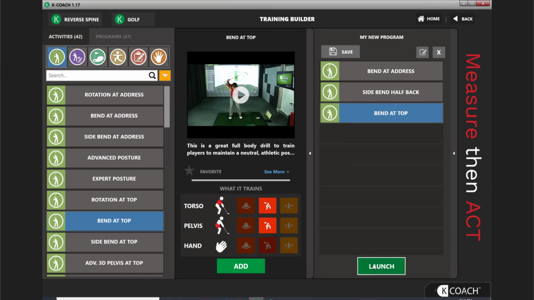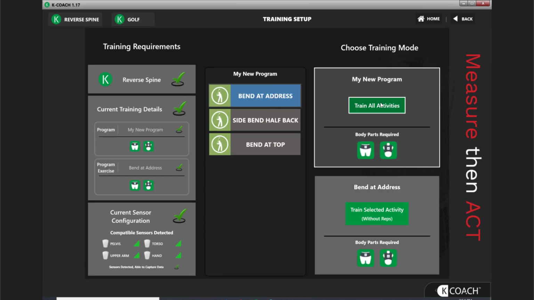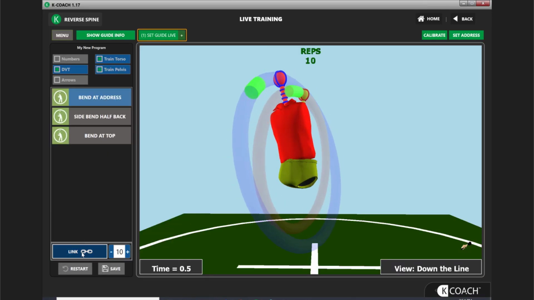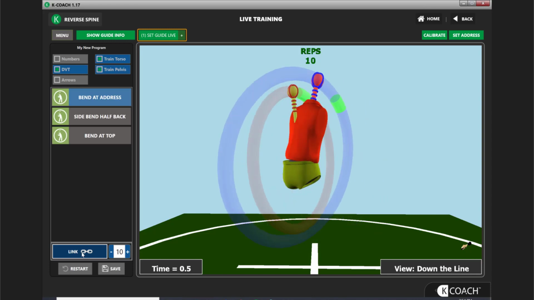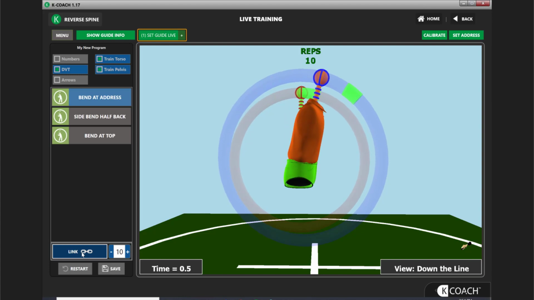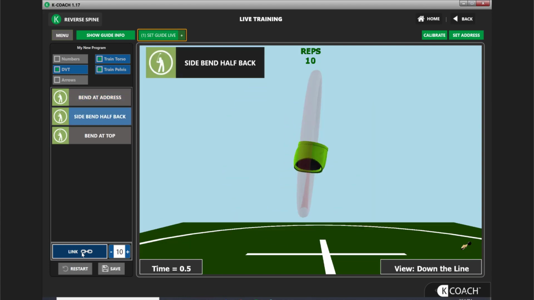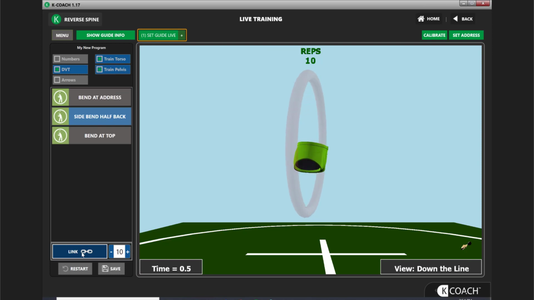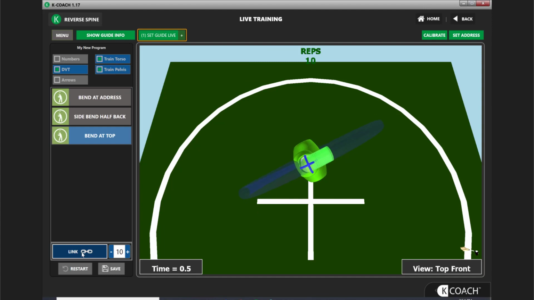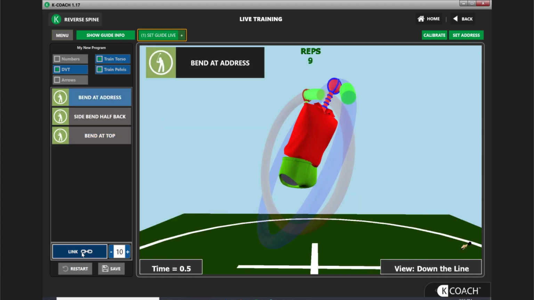I'm going to launch this. Train all activities. It's linked already. So I'll just step in. I'll go ahead and get my posture first. Okay, and then as I work the club back, okay, that's halfway back for me. And then from there, I'm going to rotate up to the top of my swing and try and stay stable with my upper body so that I don't go into reverse, right?